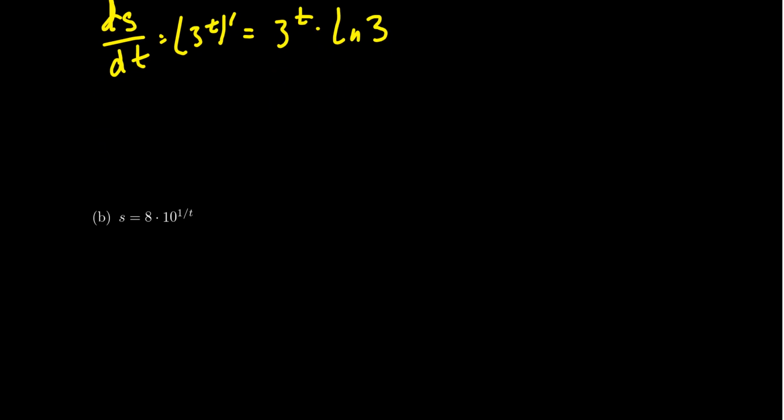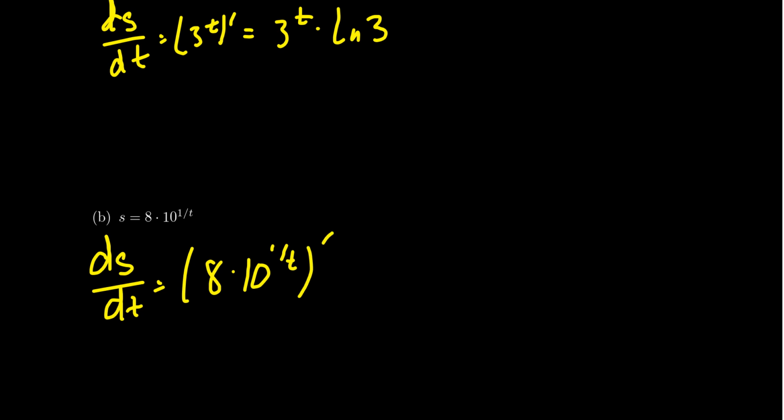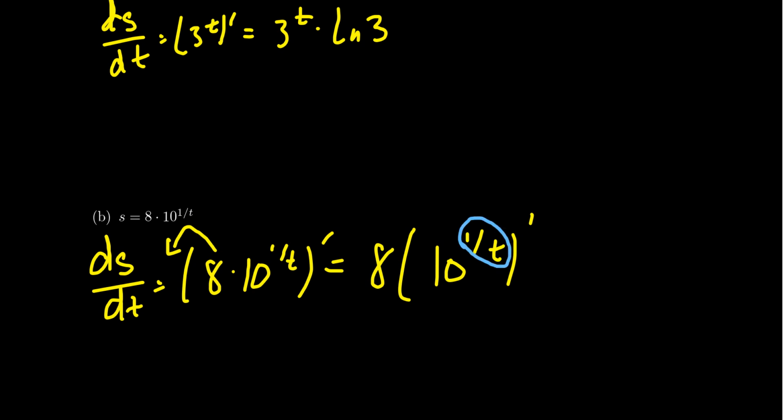All right, what about this one? This time s equals 8 times 10 to the 1 over t power. So if you want to calculate the derivative of s with respect to t, we have to take the derivative of 8 times 10 to the 1 over t power. Well, since 8 is just a constant multiple, we can bring it out. And so we're going to get 8 times the derivative of 10 to the 1 over t power. And much like we saw in the proof of this thing, there's a chain rule going on here. There's going to be the inner function of 1 over t, and then there's the outer function, which is 10 to the power of something, exponentiation base 10.